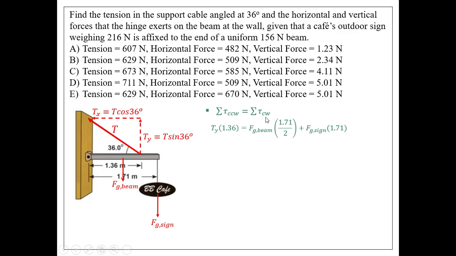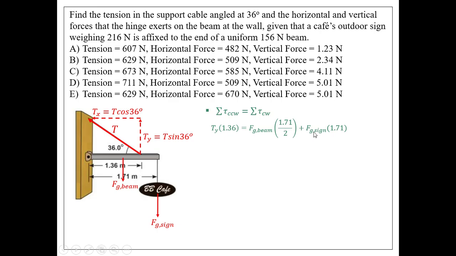Well, what's generating the clockwise torque? Well, you have the weight of the sign. You also have the weight of the beam, which will both naturally produce a clockwise torque. So because they're in the same direction, we add. Well, F of G of the beam here is placed at the center of the beam, but the diagram tells us that the beam itself is 1.71 meters long. So you need to place the F of G at the center of the beam, which is half of the distance. So in my work, I put 1.71 divided by 2 because it needs to be half.